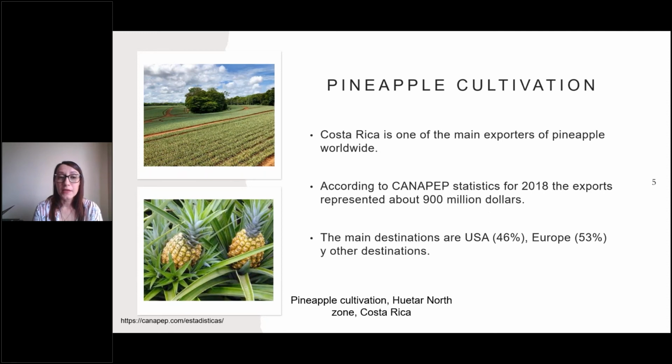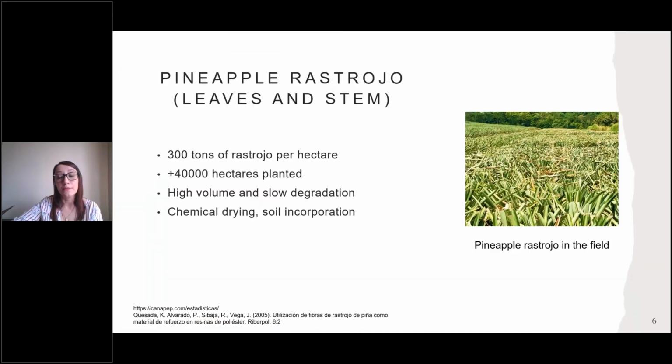And for every fruit that you can get, you leave a complete plant of pineapple in the field. I'm not talking about the crown, it's the full plant that stays in the field. So that means there's a lot of biomass that stays in the field and gives some environmental issues. Per hectare of pineapple cultivation, 300 tons of rastrojo are produced, that is the leaves and the stem of the plant. And for 2018, it was more than 40,000 hectares planted.